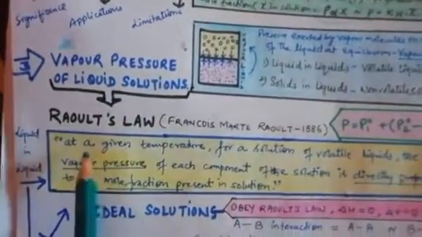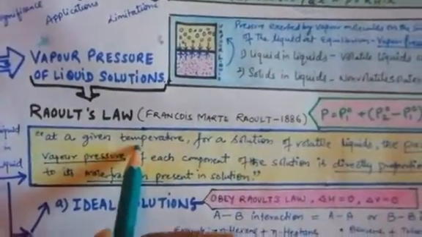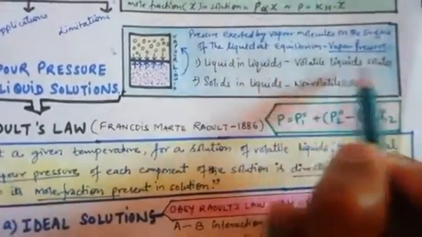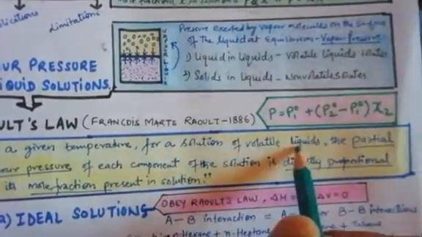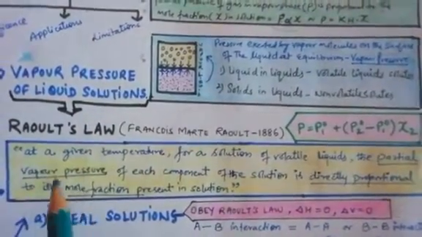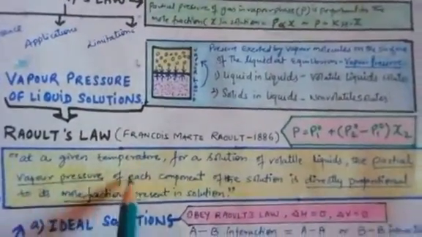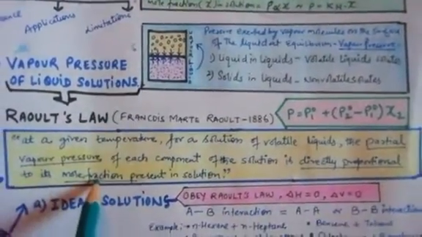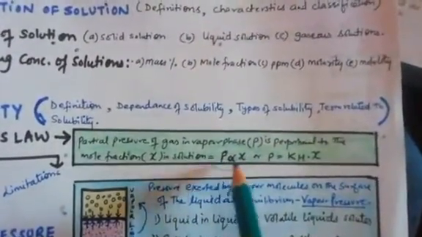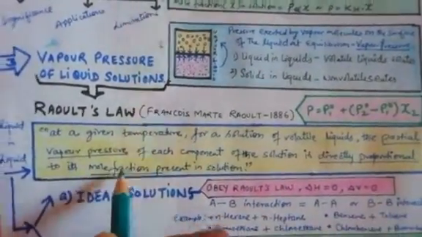So in liquid in liquid, what does Raoult's law state? Raoult's law states that at a given temperature, for a solution of volatile liquids, the partial vapor pressure of each component of the solution is directly proportional to its mole fraction. Here we use vapor pressure instead of pressure; in Henry's law we discussed only pressure. So it is the same as Henry's law. In Henry's law, P is directly proportional to x; here in Raoult's law, the vapor pressure is directly proportional to mole fraction.